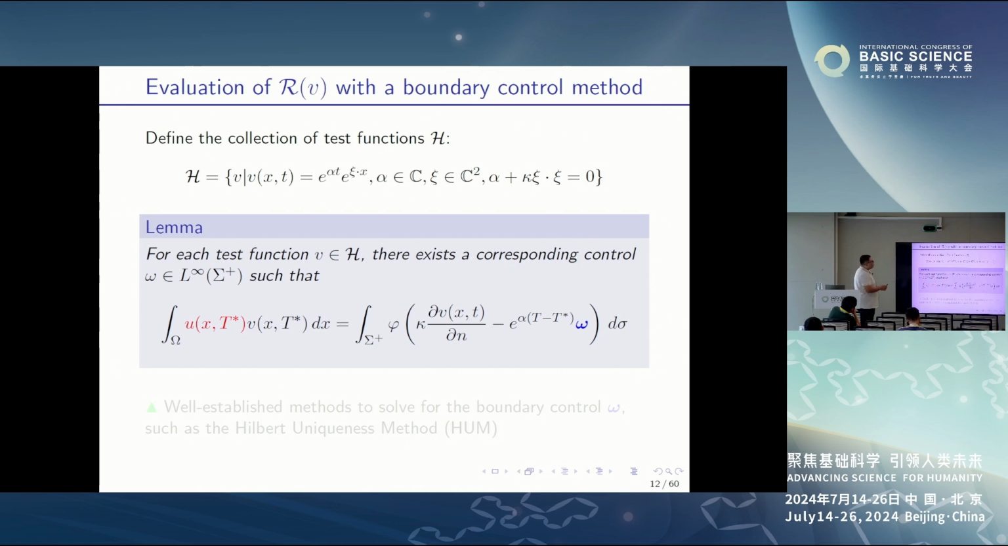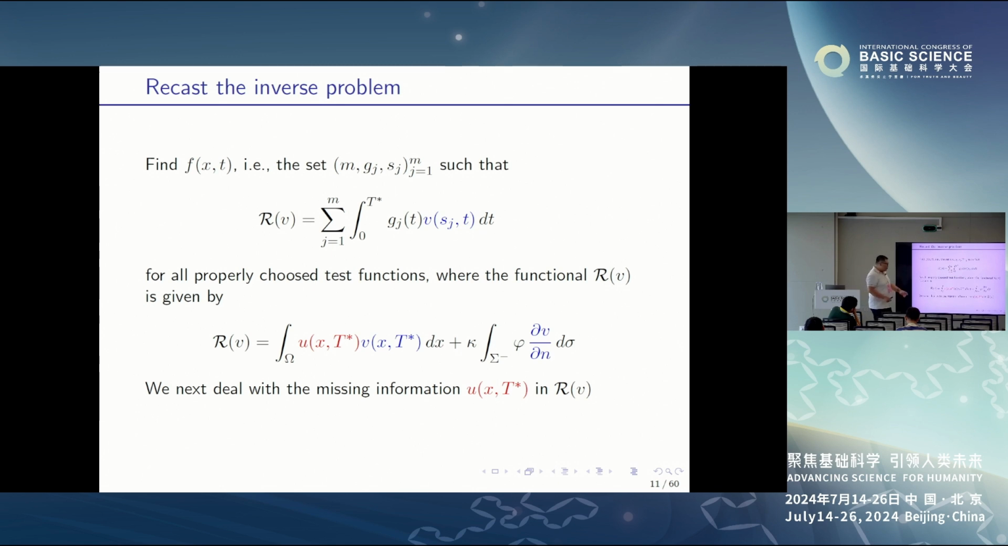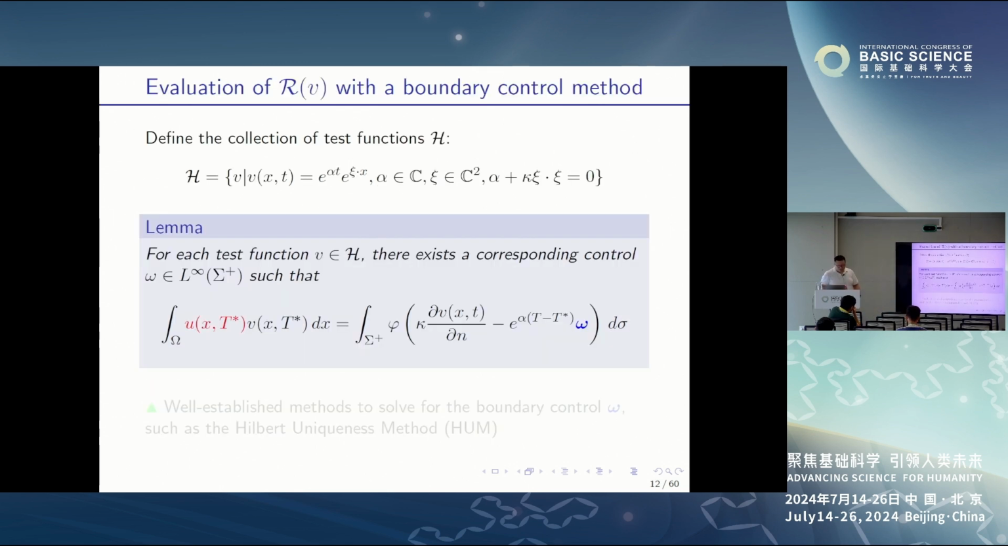So the solution here is using the boundary control method. We're gonna evaluate that integral. Recall here that we do not need to know u everywhere, but we can find a way to evaluate this integral. We use the boundary control method. We can prove the following lemma.